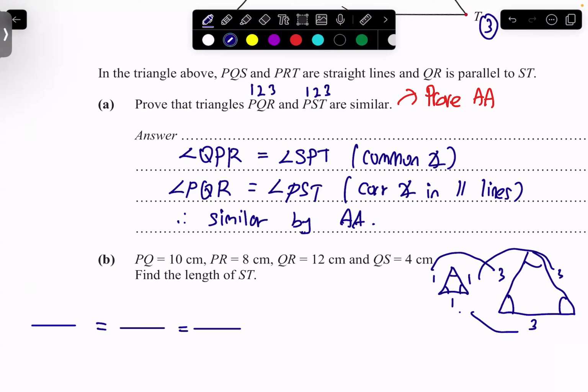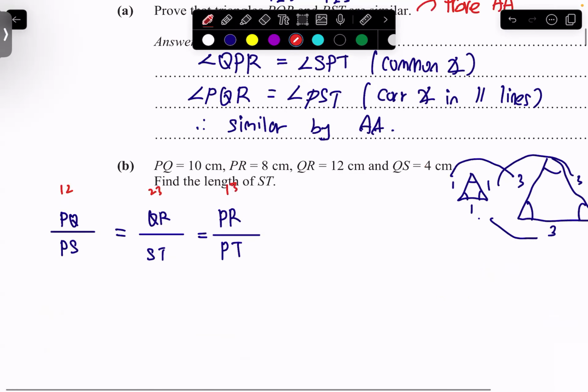So since these two triangles are similar, that means the ratio of PQ over PS must be equal to, this one I look from the position of 1, 2, equals QR to ST, which is the position 2, 3, and then PR to PT, the positions 1, 3. Now, based on the numbers that are given, either they write down or they give us in the picture, we fill in. PQ equals to 10.